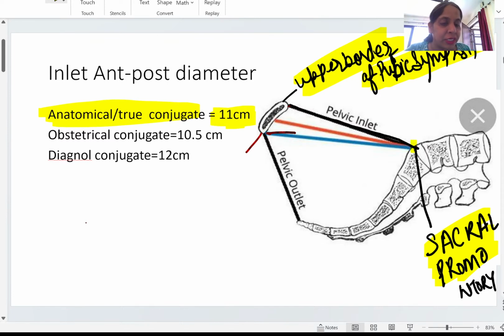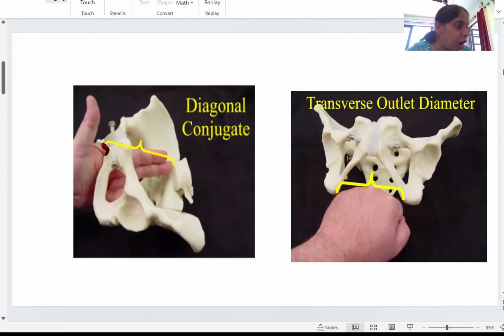So what we can measure is, see here, how we measure this conjugate. We put our finger on the lower border of the pubic symphysis up till the sacral promontory. So this we are measuring, and this is the diagonal conjugate. There are high chances that this image is going to come in your exam. Questions on diagonal conjugate will come in your exam.